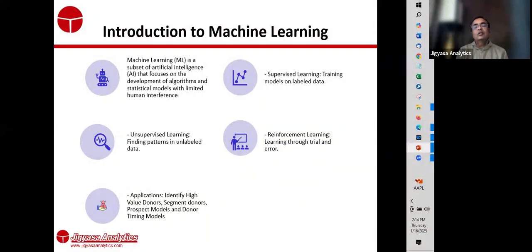So as I talked through, I gave you applications of machine learning. Some applications would be identifying high value donors, to segment donors, then prospect models, donor timing models. We have over the course of the year webinars on all of these topics, but these are some areas which might be where machine learning can be readily applied.